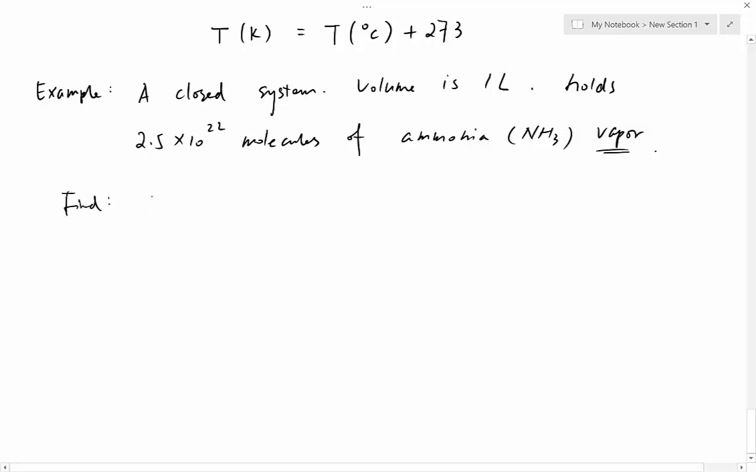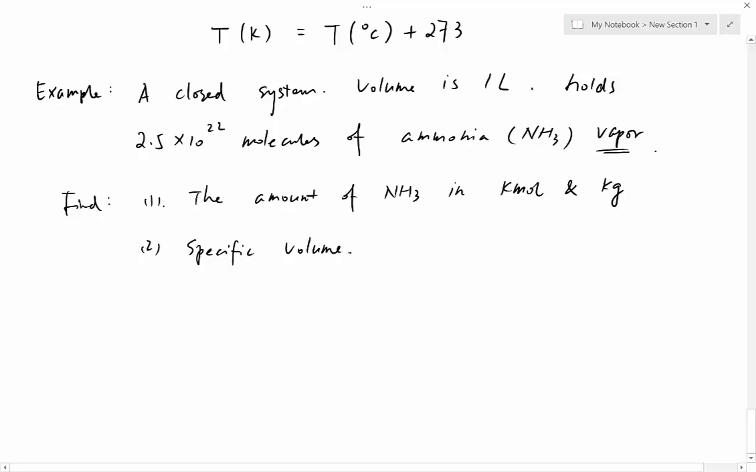What we want to find is, first, the amount of ammonia, NH3, in kilomole and kilogram. The second thing we want to find out is the specific volume. Let's start from part 1. Part 1 is to look for kilogram and kilomole.